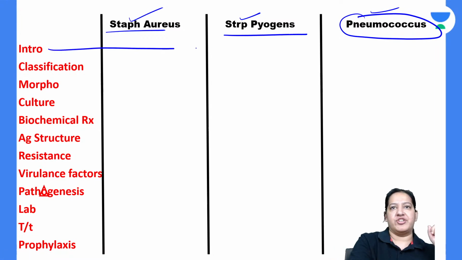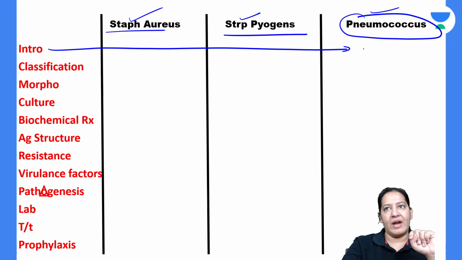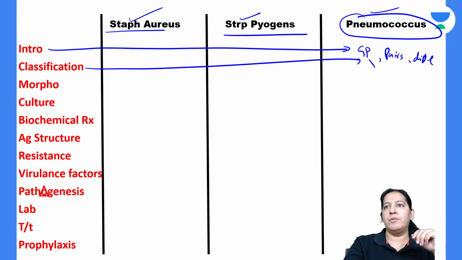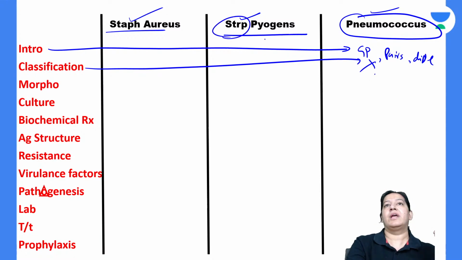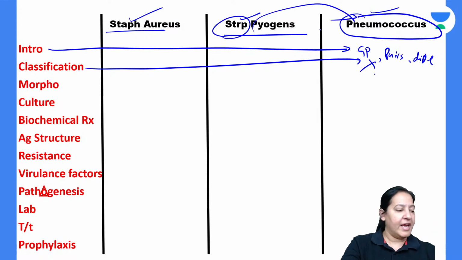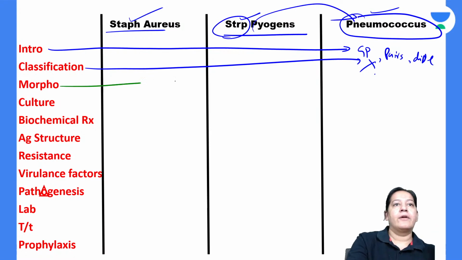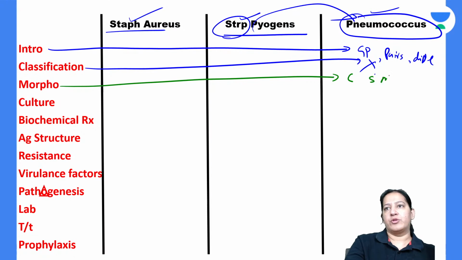You tell me the introduction. In the introduction, there is no name of a scientist. Write down it is a gram-positive cocci. It occurs in pairs. That's why it is known as diplococcus. Classification: there is no classification of pneumococcus. Only one bacterium is there, Streptococcus pneumoniae. It is a type of Streptococcus only. In the morphology, write down 3 things: capsule, spore, and motility. So capsule is present, but spores and motility are absent. Compare the morphology here. Here all 3 things were absent: capsule, spore, motility. Here also all 3 things were absent.